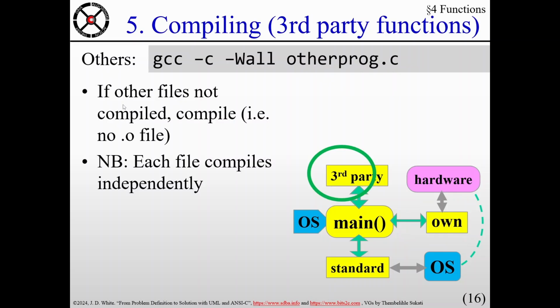If other files are not compiled, or if we have third-party functions that are not compiled, we need to make sure that we compile them. If there's no object file, usually there will be. Usually there will be a .o file for other people's programs. They don't give you their C, they usually give their object file. Okay? And each file we compile independently.